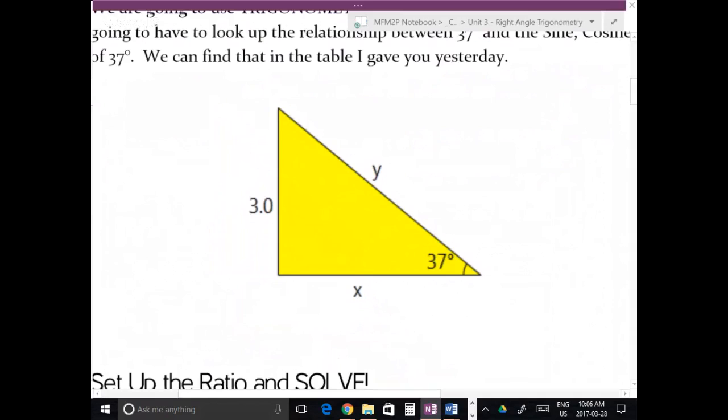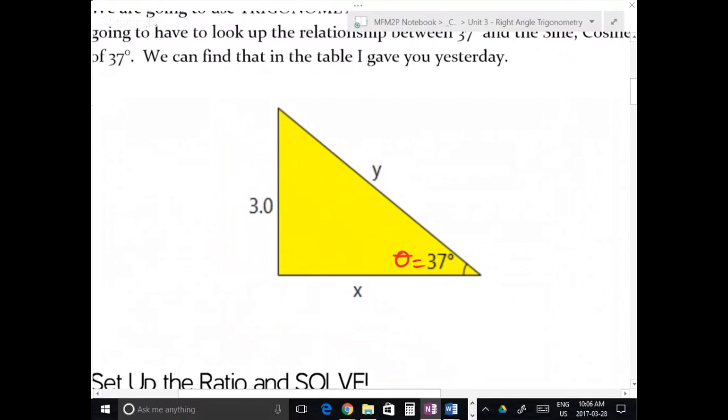You're right. If I were to label these, you know your opposite. This is 37. What is 37? That's my angle. Theta. So that's my theta. Very good. So we do know the opposite, but we don't know the adjacent, and we don't know the hypotenuse.